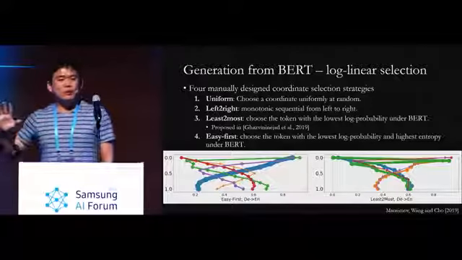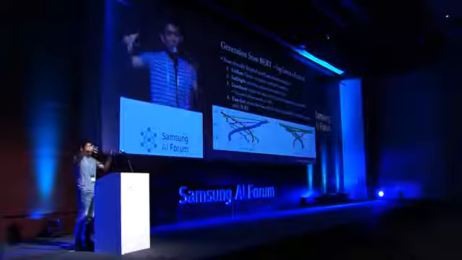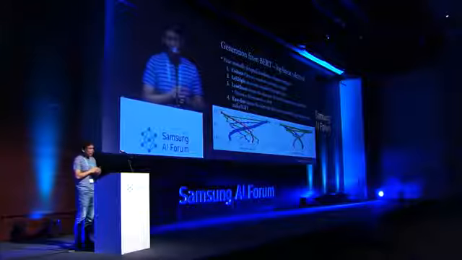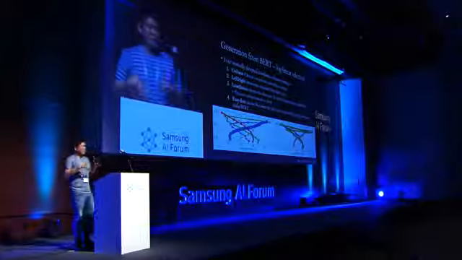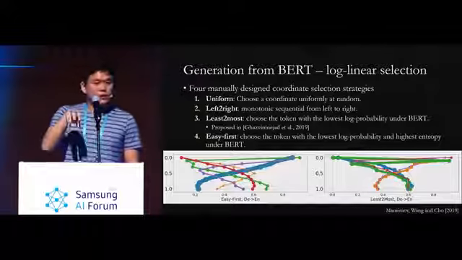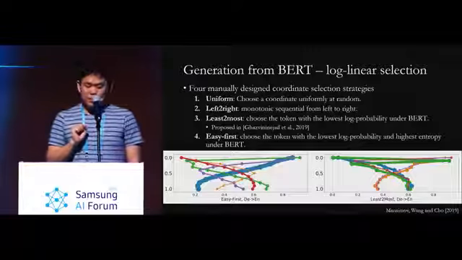One is just a very dumb uniform strategy. The second one is left to right, so we're going to use BERT in a way that we would have done with the autoregressive model. And then there's least to most and easy first, both of which are based on the conditional probabilities BERT is going to compute. And the interesting thing is that all these strategies, like the third and fourth ones, induce a particular pattern of generation across different examples. And all those examples have a different order of generation.